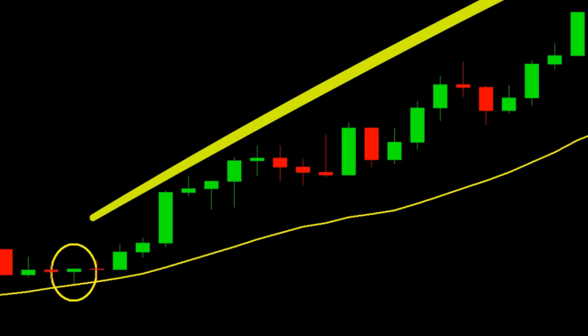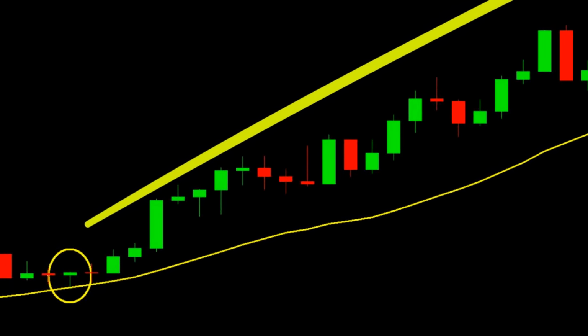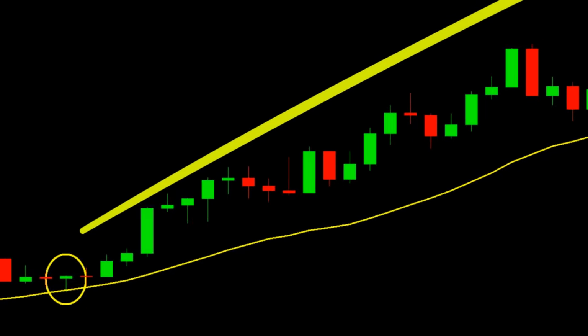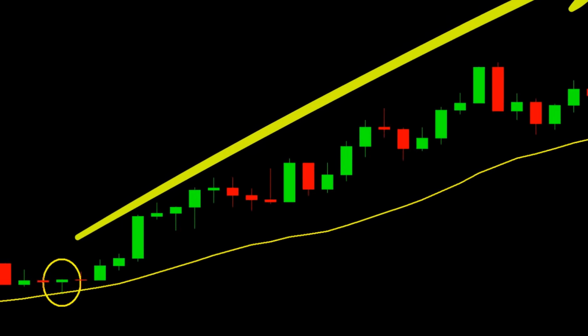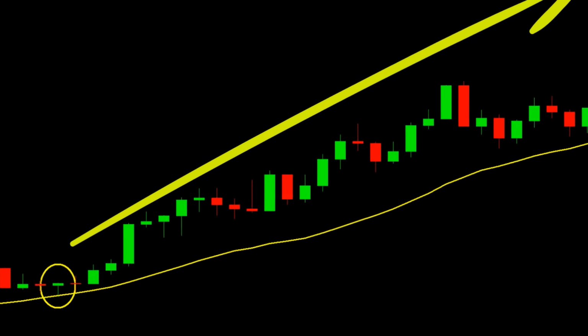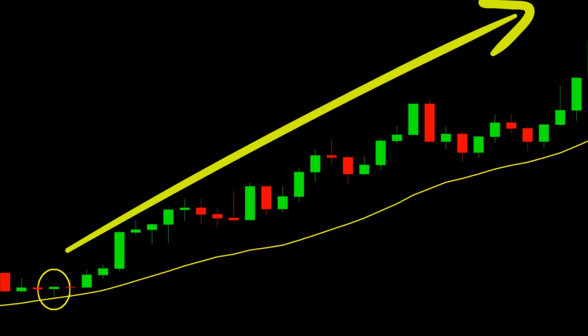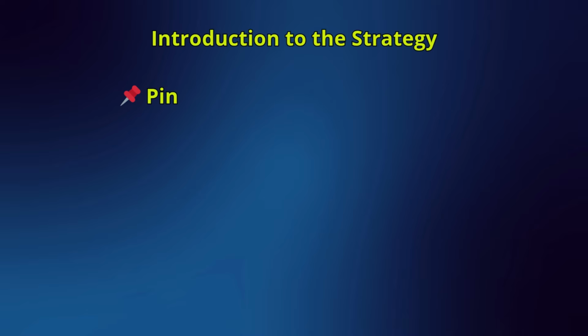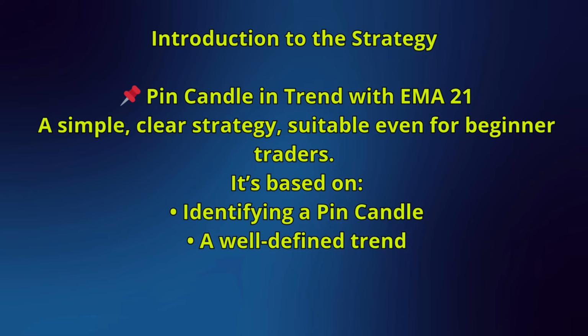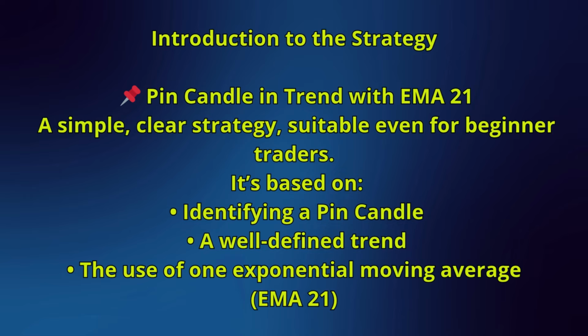If you have the patience to wait for the perfect setup, the pin candle in trend strategy is your gateway to consistent, profitable trading in any market. Let's get started. Welcome to this in-depth guide to a high-probability strategy: the pin candle in trend with EMA 21. This simple, clear method is suitable for all traders, from beginners to intermediate.